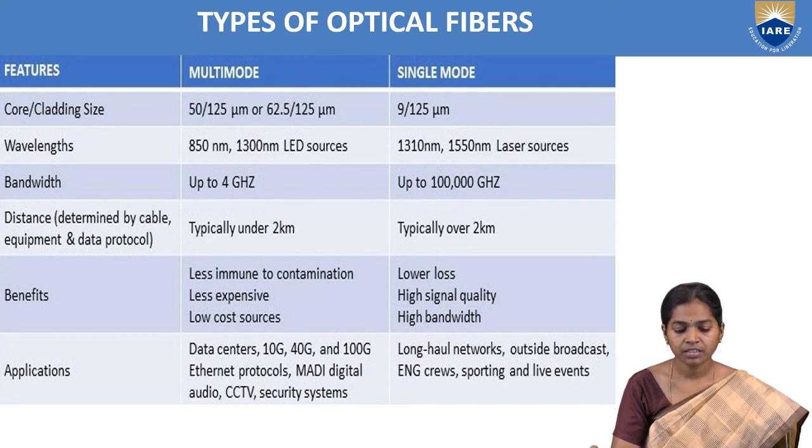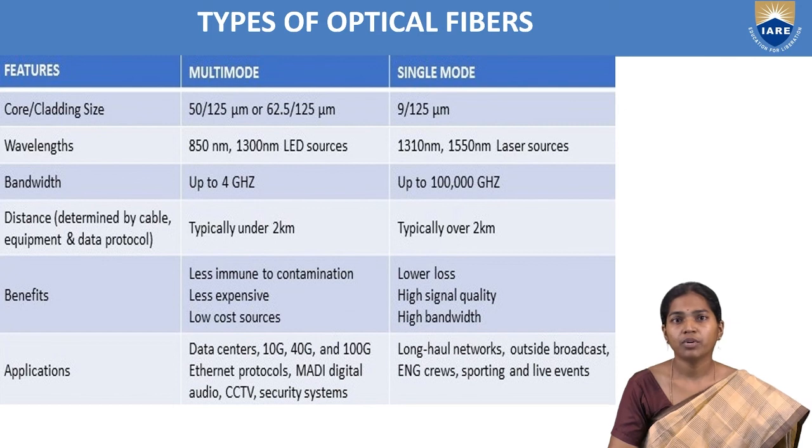And applications: data centers, 10 GB, 40 GB and 100 GB Ethernet protocols, multi-channel audio digital interface, digital audio purposes, and CCTVs and security systems also use multimode optical fiber. In single mode fiber: long haul networks, outside broadcast, ENG news, news and sporting and live events. So these are the differences between the features of multimode and single mode optical fibers.